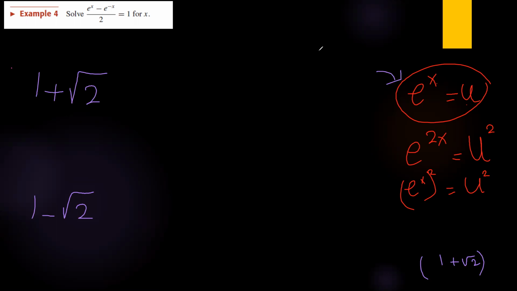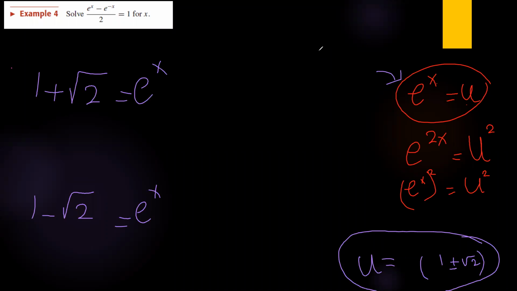Now let's come back to our assumption. We said e to the power x is u. So this u is e to the power x. When I solved this using the quadratic formula, I found u is 1 plus or minus square root of 2. My assumption says e to the power x is u. So 1 plus square root of 2 is e to the power x, and 1 minus square root of 2 is e to the power x. Then how can we cancel e?